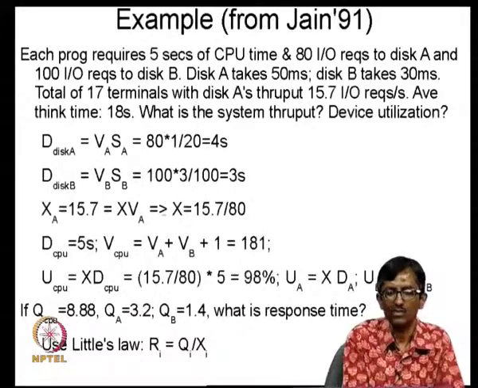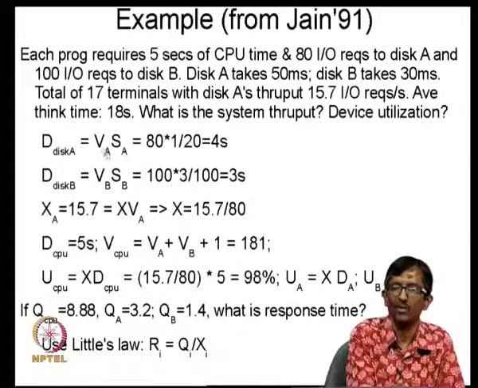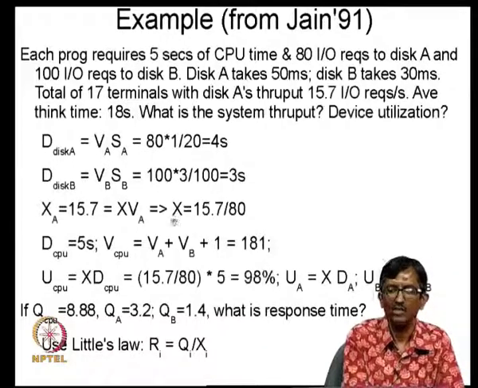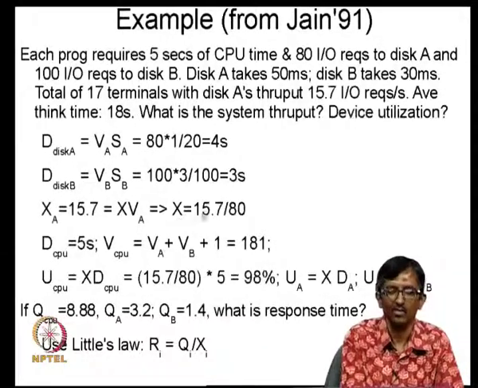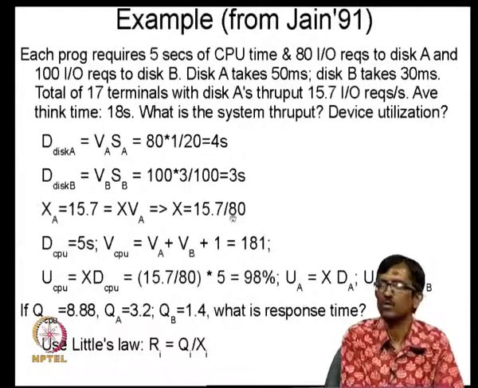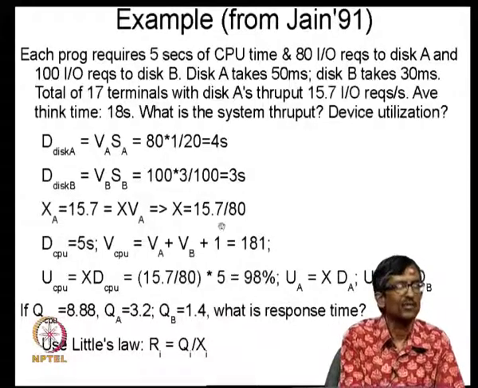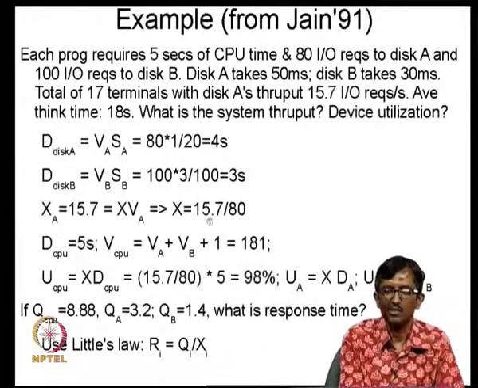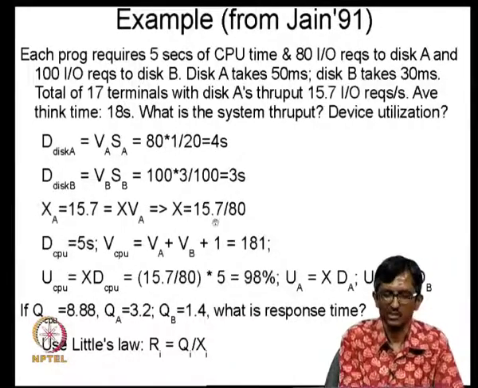So X into V_A. Now you know V_A, because that's the number of times you go to disk. So you can see that the system throughput is basically X equal to, from this, 15.7 by 80. That is the throughput of the whole system. Basically you are able to achieve a throughput given by this.